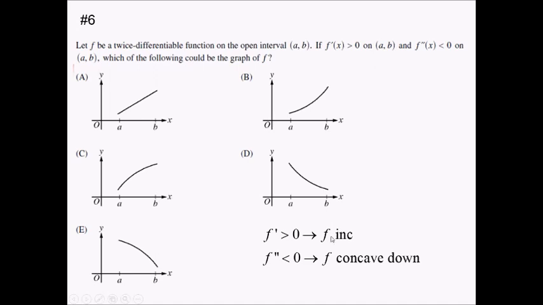So we're looking for a function that's increasing and concave down. So increasing, that's going to be A, B, or C. D and E are both decreasing. And concave down, that's going to be choice C.